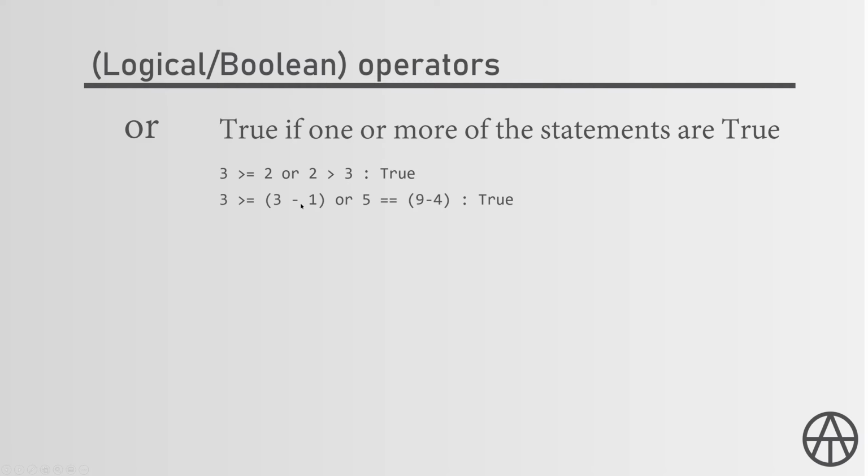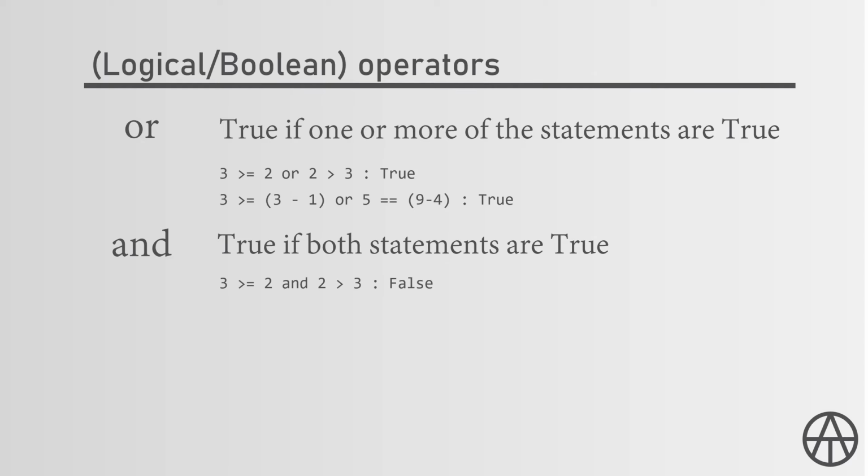And now look at this one. Both of these statements are true. 3 is greater than 3 minus 1, and 5 is actually equal to 9 minus 4. Even though both of them are true, it's going to result in true. And then we have the AND operator. The AND operator gives true only if both of these statements are true. For example, if you have 3 greater than or equal to 2 and 2 greater than 3, it's going to result in false, because the first expression is true and the second expression is clearly false. 2 is not greater than 3.